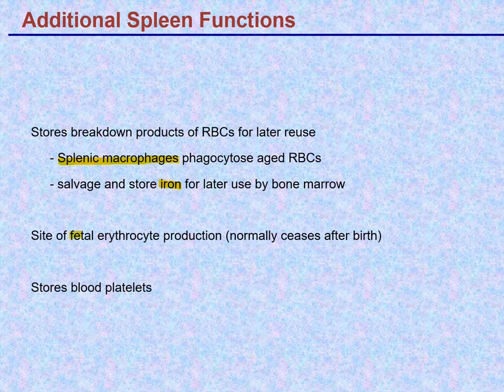In a fetus, the spleen is a site of red blood cell production. So in a fetus, before birth, it's not just the bone marrow that's producing red cells, but also the spleen. It is also, in young people or adults, the site of storage of platelets. So you do have an extra supply of platelets that can be released if necessary, and they're stored in the spleen.